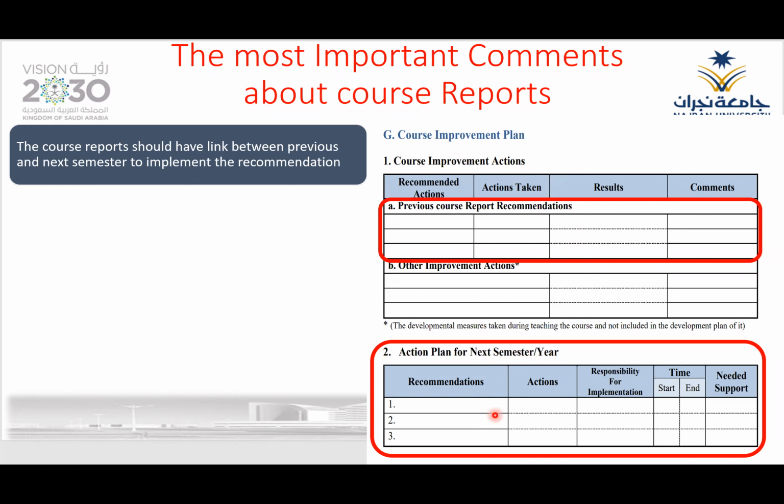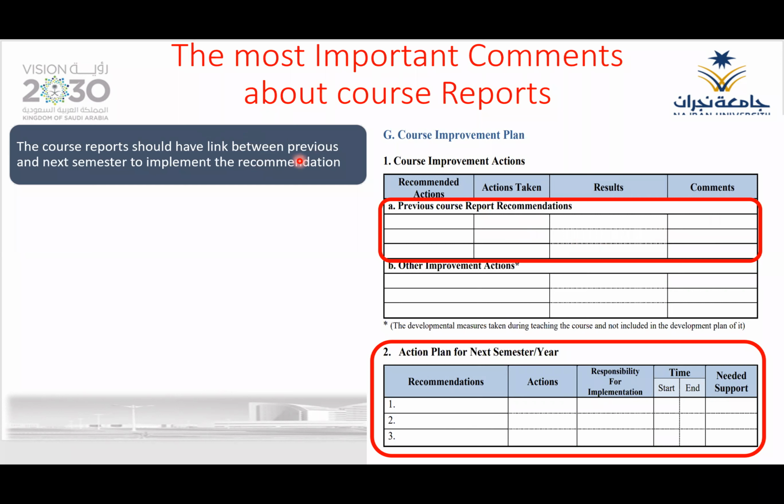So I'm working with this current semester. For example, this is the current semester report. When I reach this point, I have to go to the last course report and copy the recommendation which was written in the action plan. And exactly talk about what action has been taken, what the result is, what the comment is. So this is what they mean by this one.